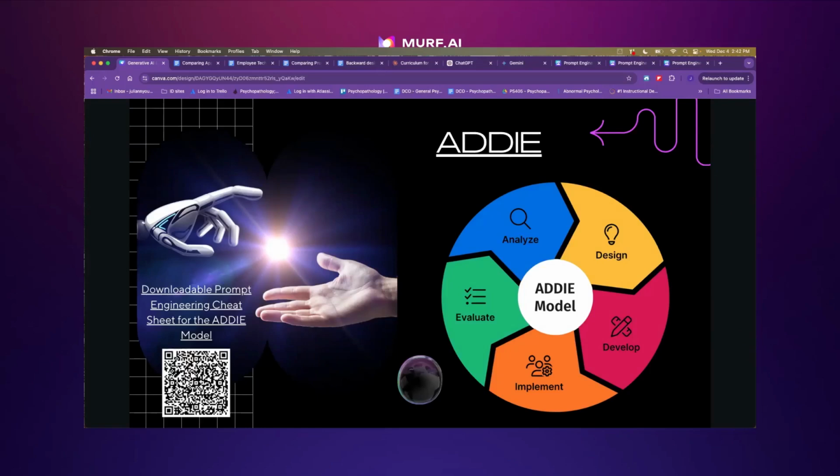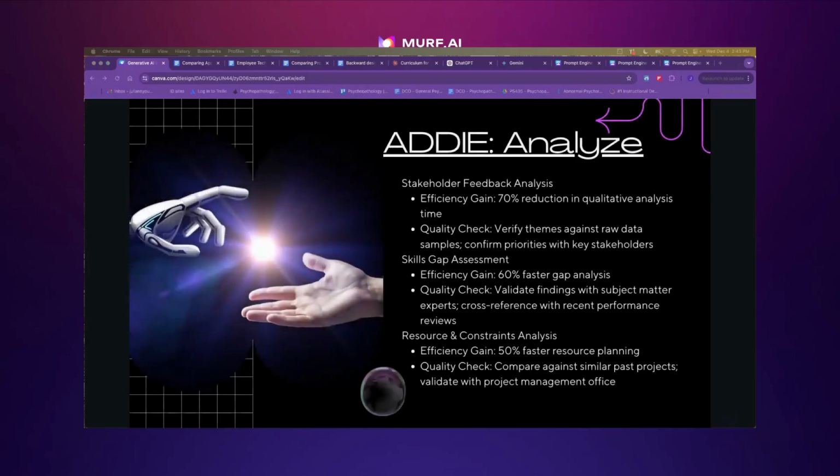So I was trained on ADDIE, but I have always hated ADDIE because it took too long. Now I can have ChatGPT or Gemini help me with ADDIE, and it's not taking nearly the amount of time. So if I want ADDIE to help me in the analysis phase, I just have to give it a prompt that asks it to give me some analysis on a general idea.